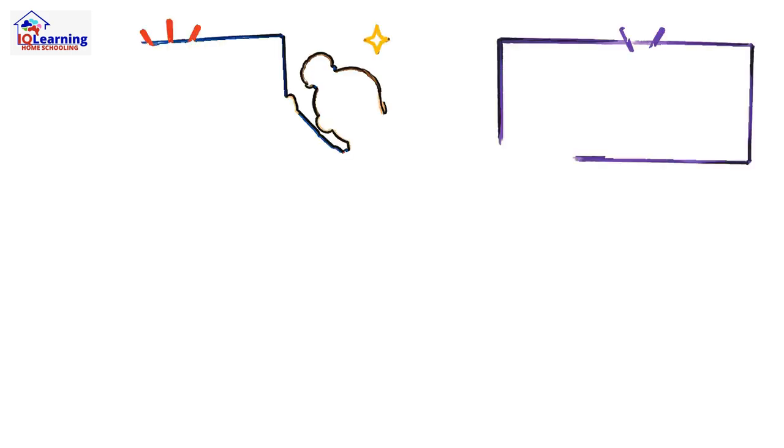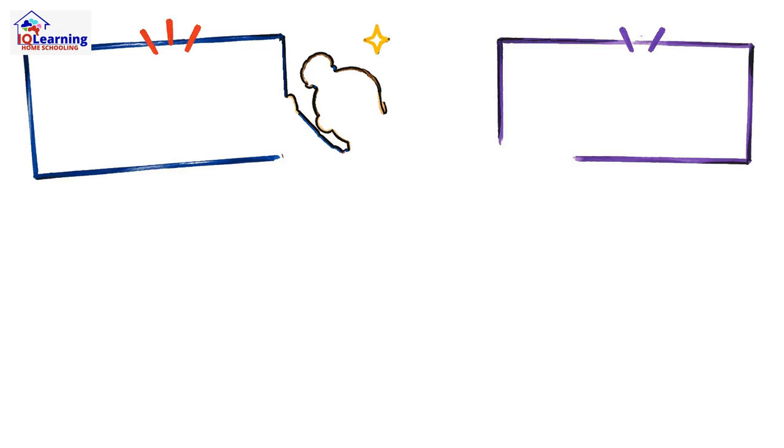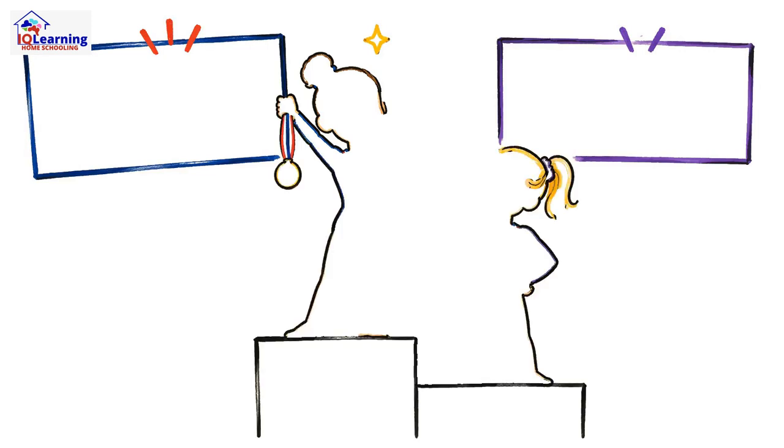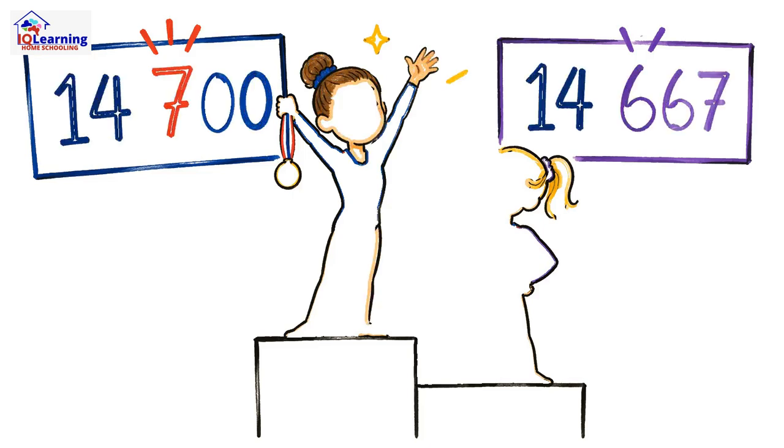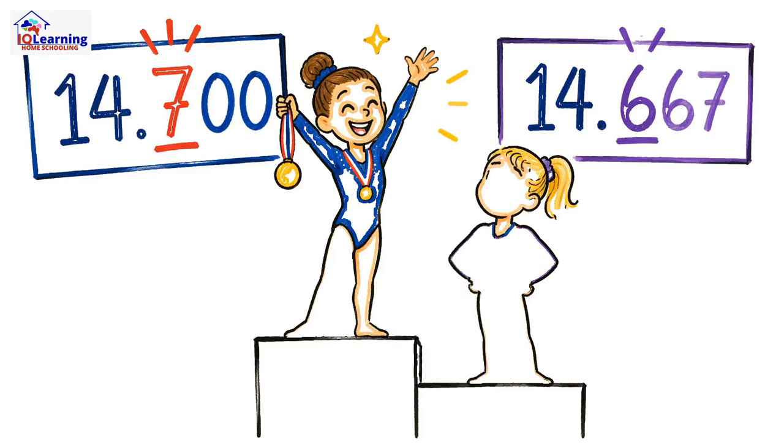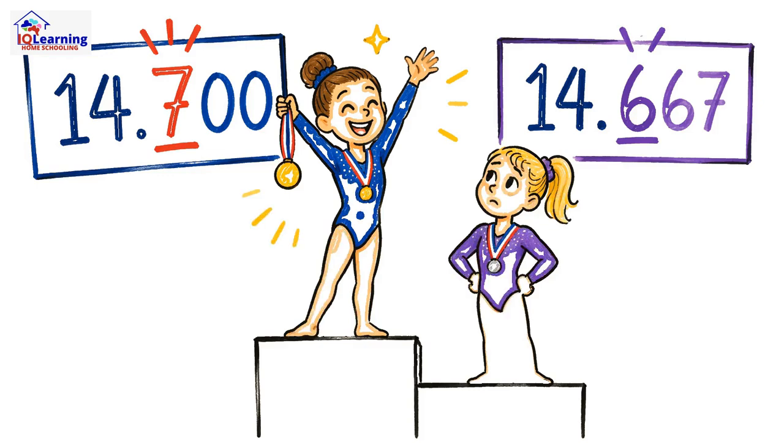Think about gymnastics or Olympic swimming. An athlete scores 14.7, another scores 14.667. To find the winner, we compare 14.700 to 14.667. That 7 in the tenths place beats the 6, securing the gold medal. Tiny decimal differences decide champions.